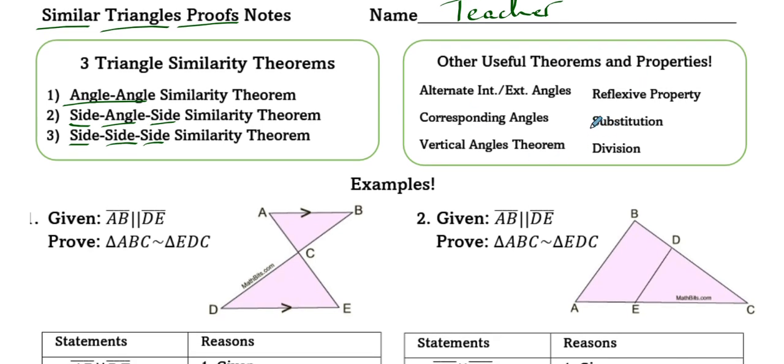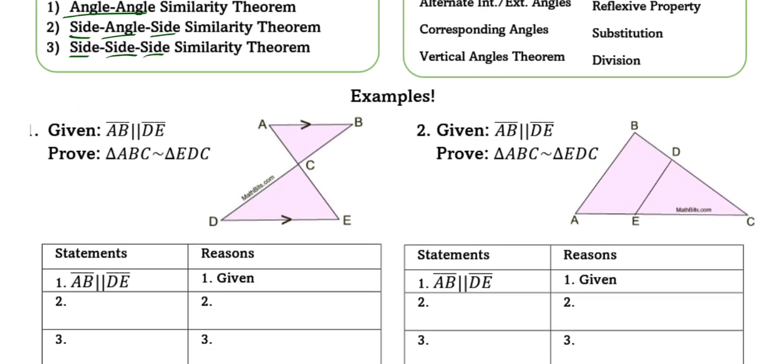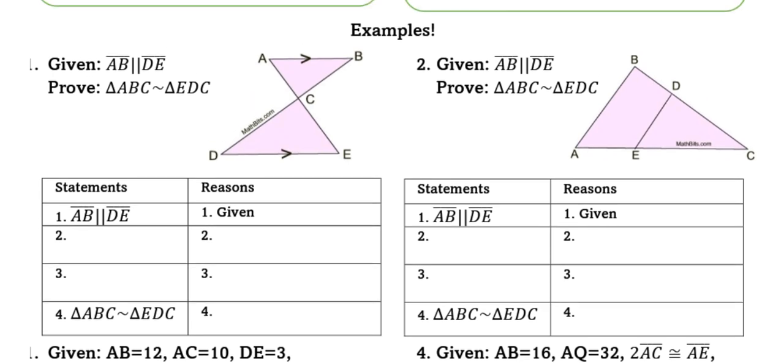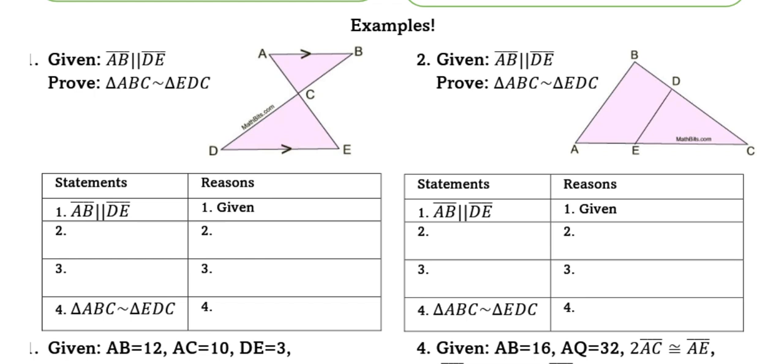And then we have some other theorems that might be helpful in proving that we have some angles that are congruent or sides that are proportional. So let's get into our first one. It's pretty similar to the congruent triangles proofs, except for one pretty drastic difference when we have to set up proportions. I'll show you that on examples 3 and 4.